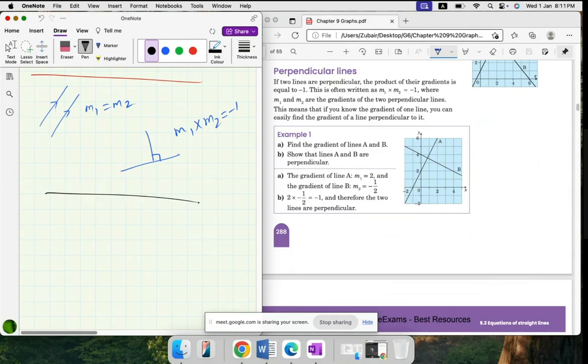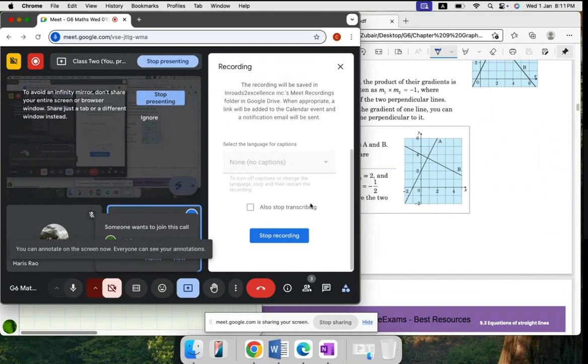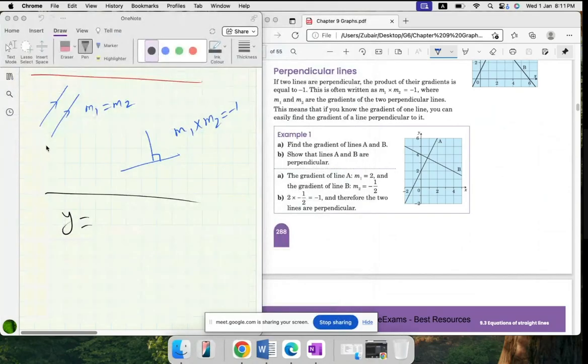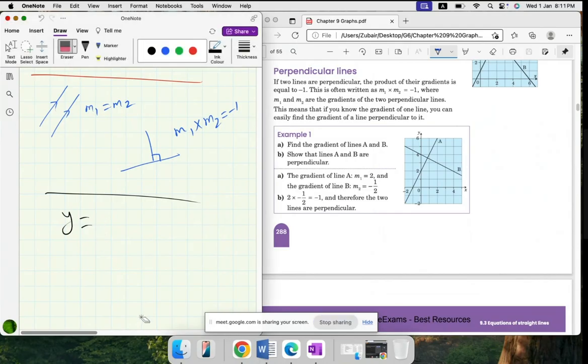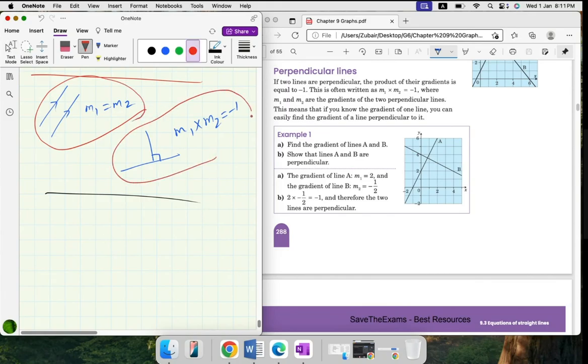For example, we have equation y equals... Making a quick revision. Last time we did equation of parallel lines. Now this time we are doing equation of perpendicular lines. In case of parallel lines, gradient were equal. In case of perpendicular line, we have this relationship: product is equal to -1.